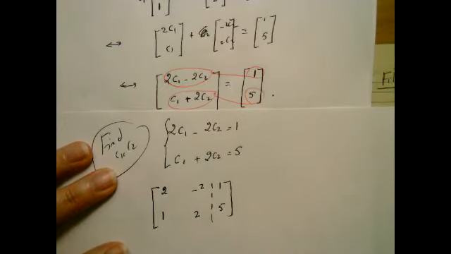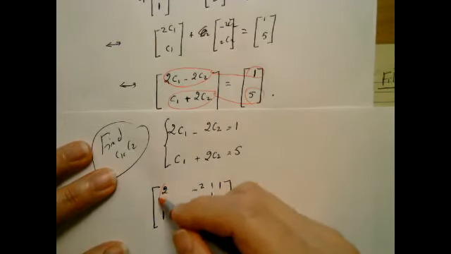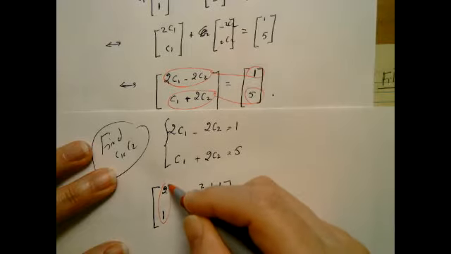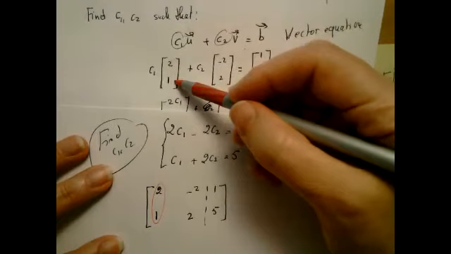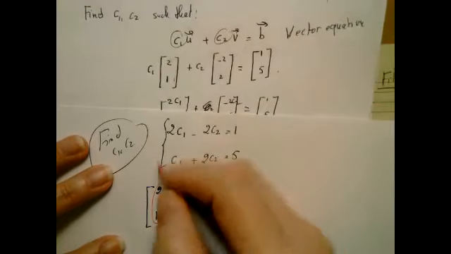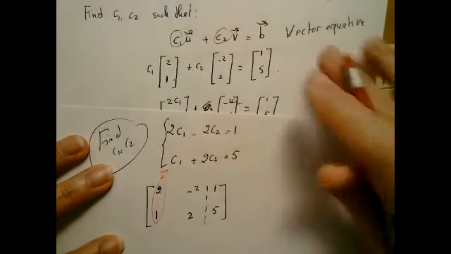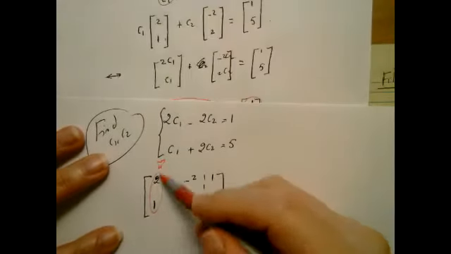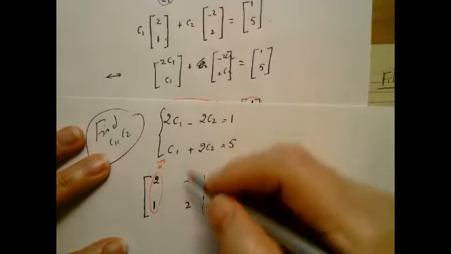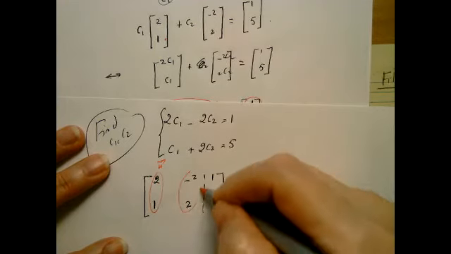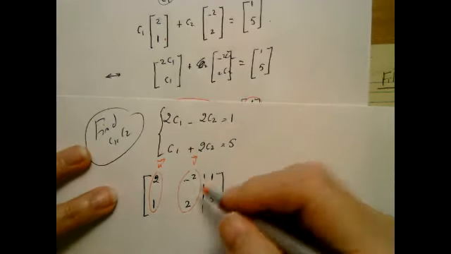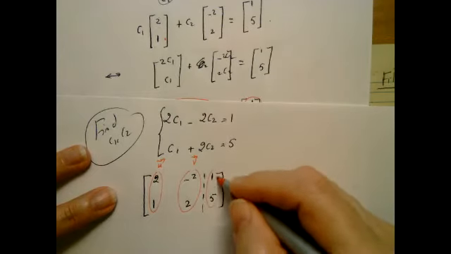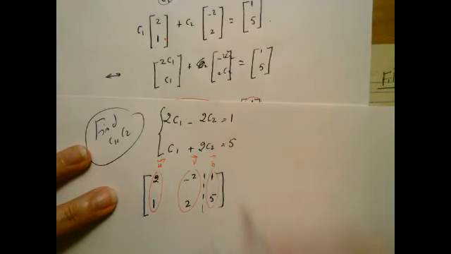Now, if we watch very carefully, this is where the C1 came from. It's nothing more than the vector u. So in the augmented matrix, the first column is nothing more than the vector u, and the second column is nothing more than the vector v. It's actually a good observation. And the augmented term is nothing more than the vector b. Okay, so let us solve this system.